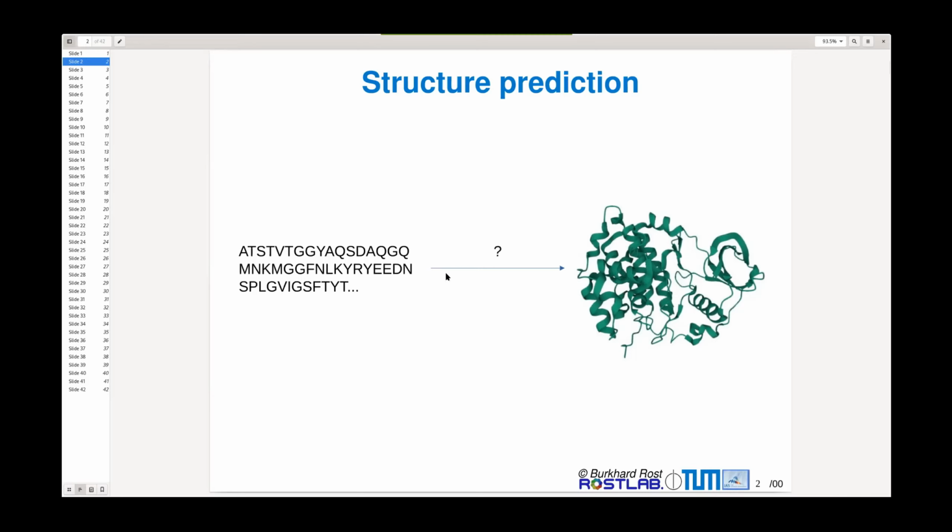Now, this arrow here is quite a simplification because, at least historically, this has been a multi-stage process involving many intermediate steps. And this is what we're going to talk about in detail today.